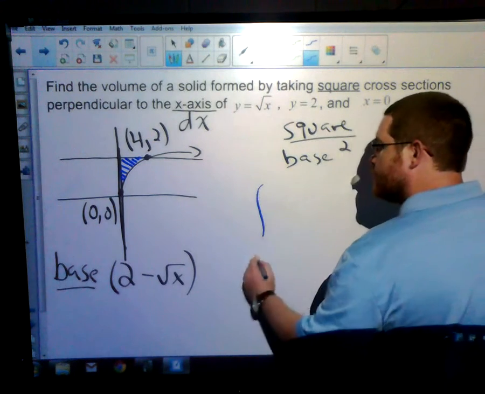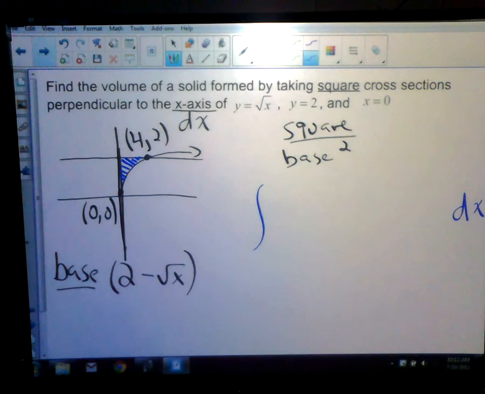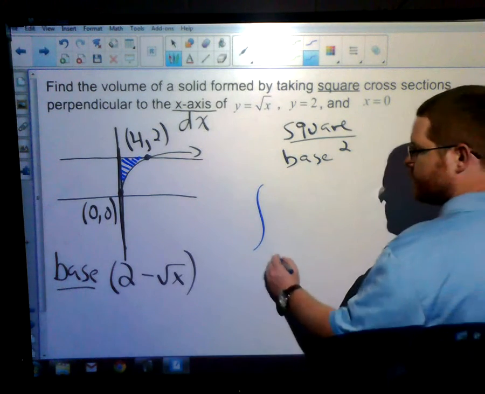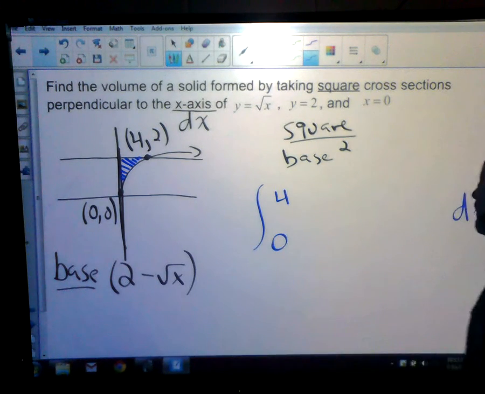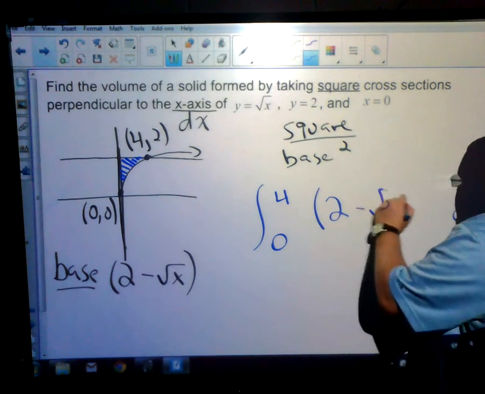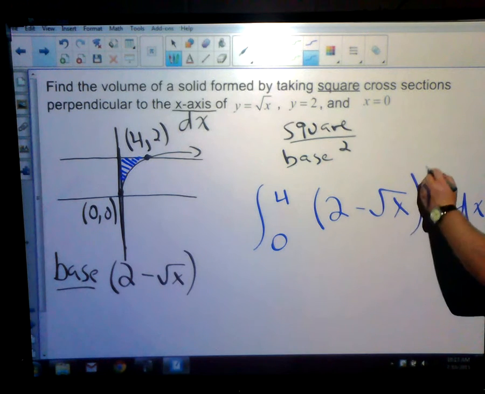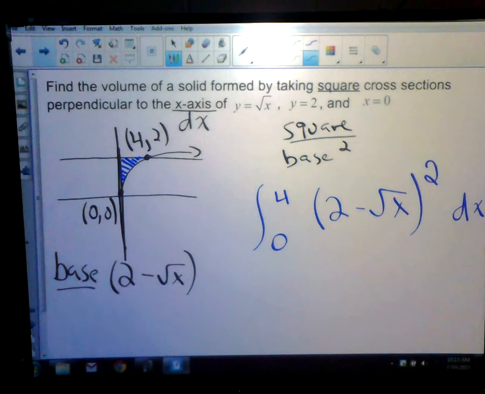Let's set up the integral. Let's do the things we already know. I know it's got to be dx. I know it's got to go from 0 to 4. I know the base is 2 minus square root of x. But I want a square with this base. So the area of that square would be the base squared.